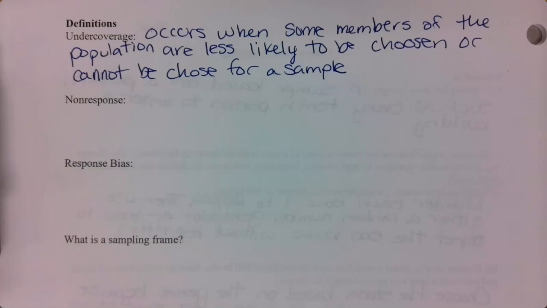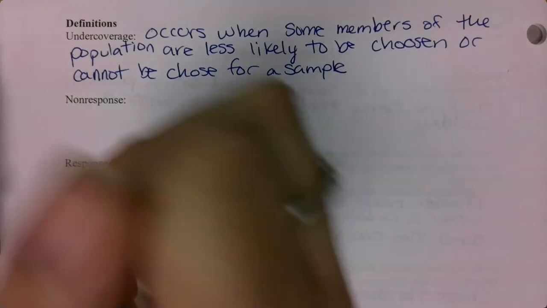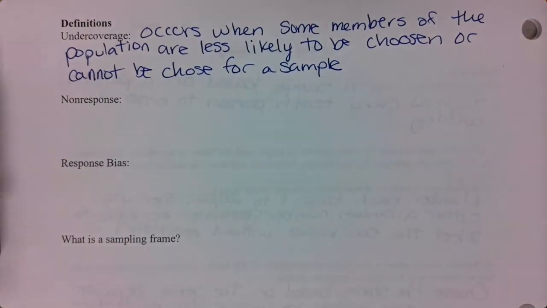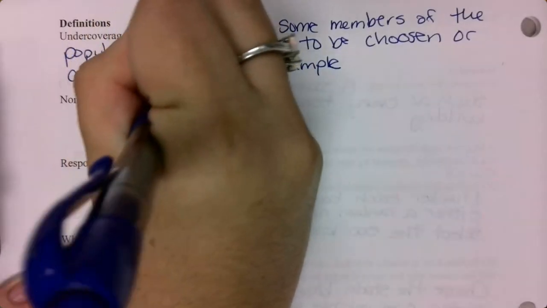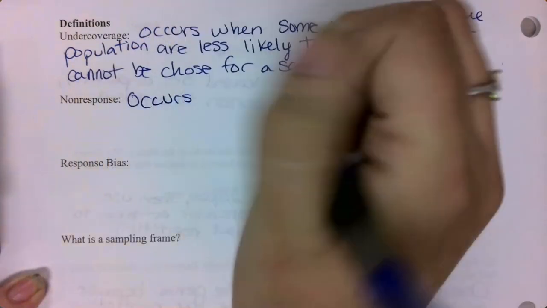So what do you think non-response is? So in that survey I gave you guys, one person in this class didn't respond. They're the non-response. And this happens when someone has already been chosen to participate in the survey. So I can't say that it's non-response that someone in my first hour didn't respond because they weren't chosen. So they have to be chosen and then choose not to answer.